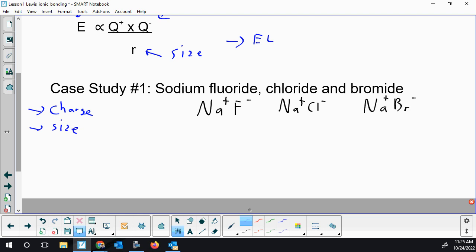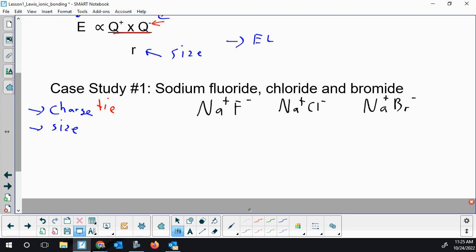More charges, higher melting points. Smaller size, higher melting points, because the charges are close together. Is there a difference in the charges between sodium fluoride, sodium chloride, and sodium bromide? No. So in this case study, the charges are a tie. So it's not the numerator that's going to determine the difference. We've got to look at a size difference.